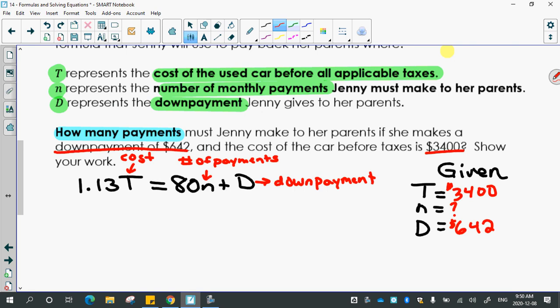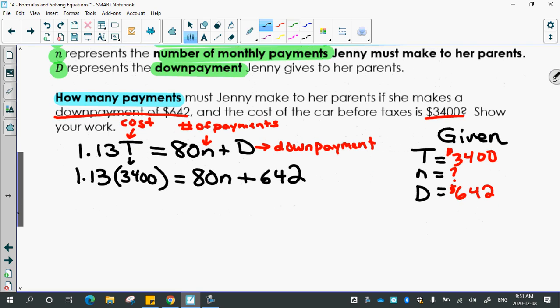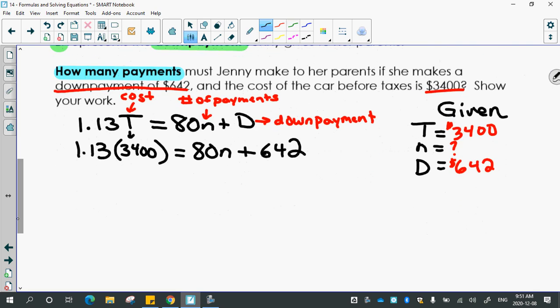Okay? All right, so then we have a number to put in for T, but we've still got this 1.13 first. So if you're replacing or substituting right beside a number, you have to use brackets there. So we're going to replace T with 3,400. N is what we're trying to find, plus 642. So now we've got our letter in just one spot.